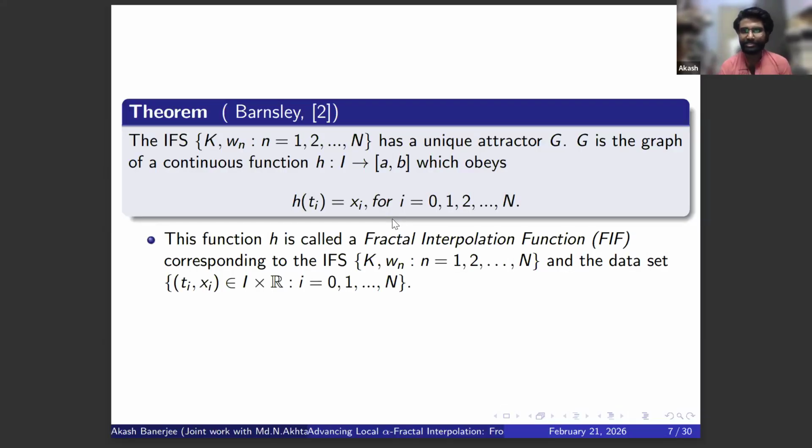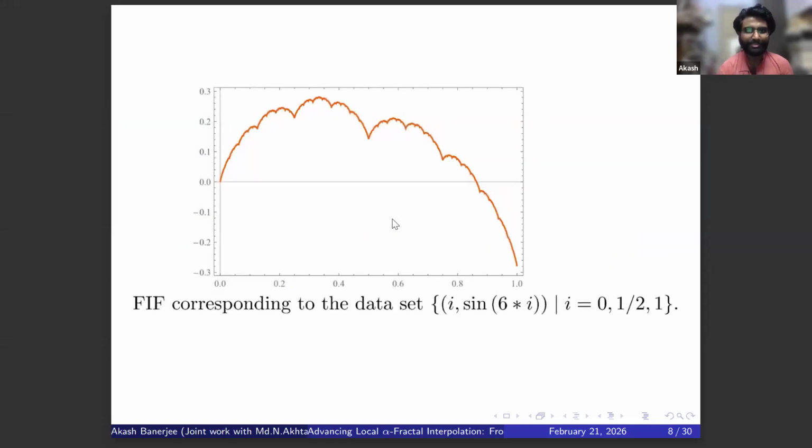This small h is called a fractal interpolation function, corresponding to the IFS {K, Wn} and the given data set. So this is a particular example of a fractal interpolation function corresponding to this data set, I comma sine of 6i, where I is just this 3.0, 1 half and 1.